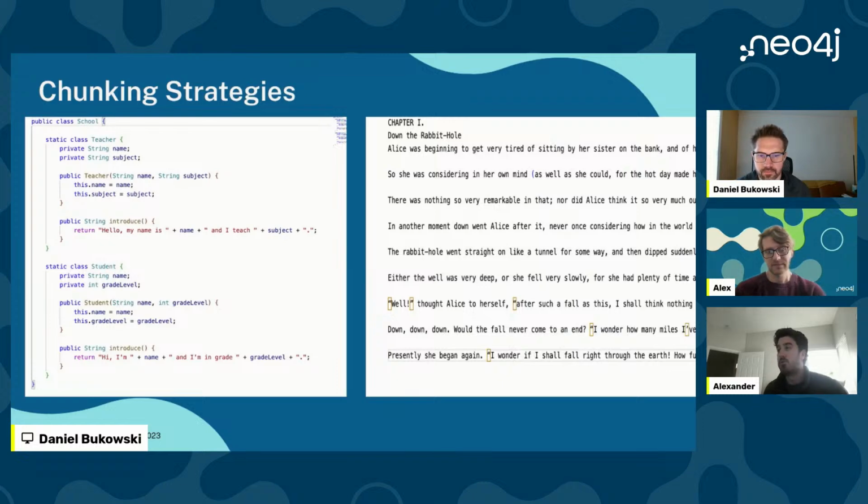That strategy might work a little better for the text snippet on the right, but you're still missing some context, right? That's because both of these documents have hierarchical metadata associated with them. So we ended up landing on a recursive chunking strategy, which takes the hierarchy into account. On the left, our chunk might now be just the Teacher and Student classes if we recursively chunk that. And on the right, maybe we have a chunk per chapter or per paragraph, whatever our separator would be.